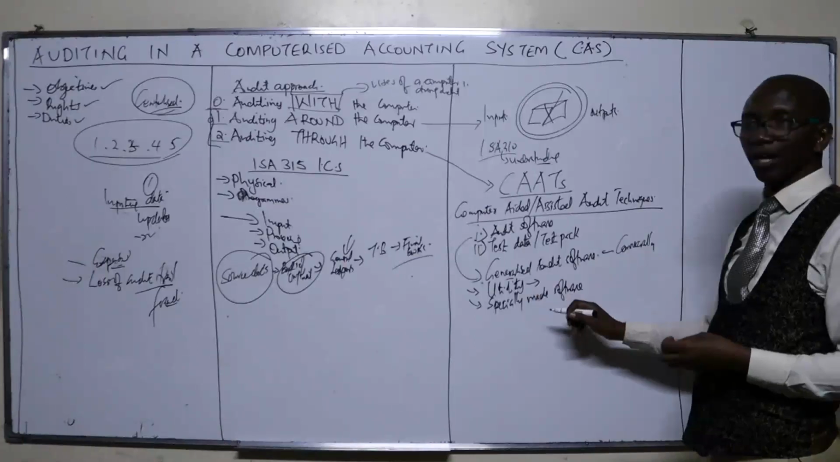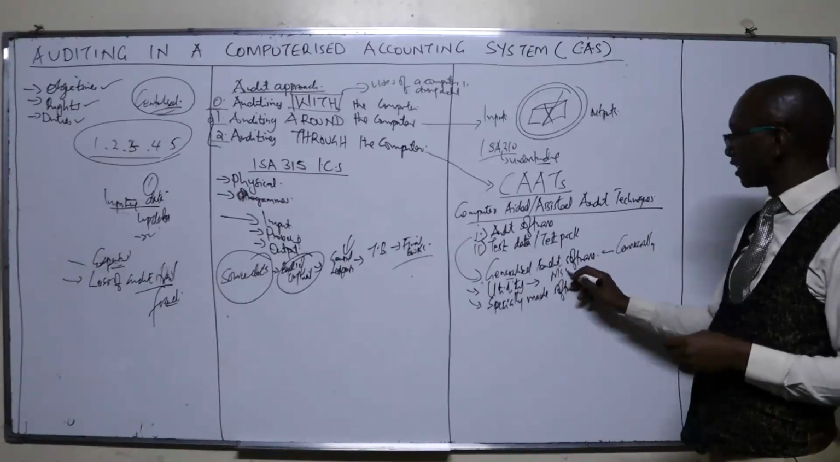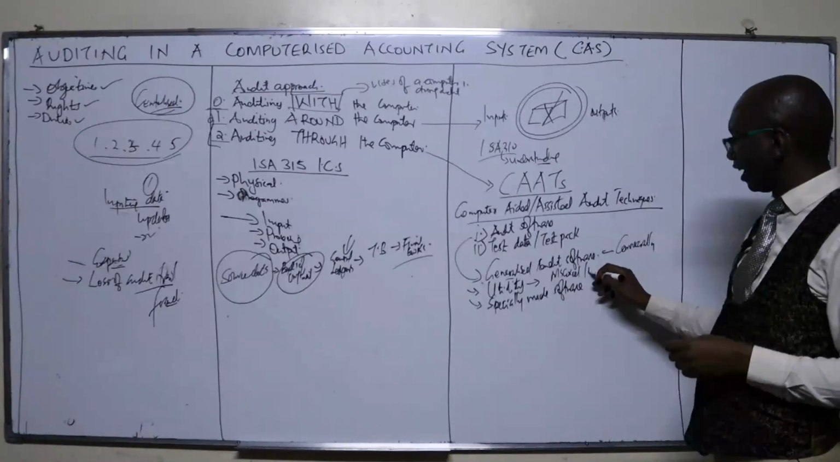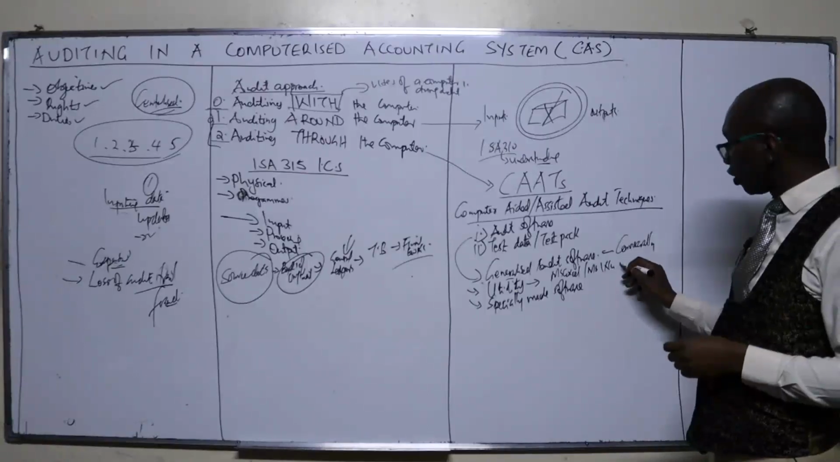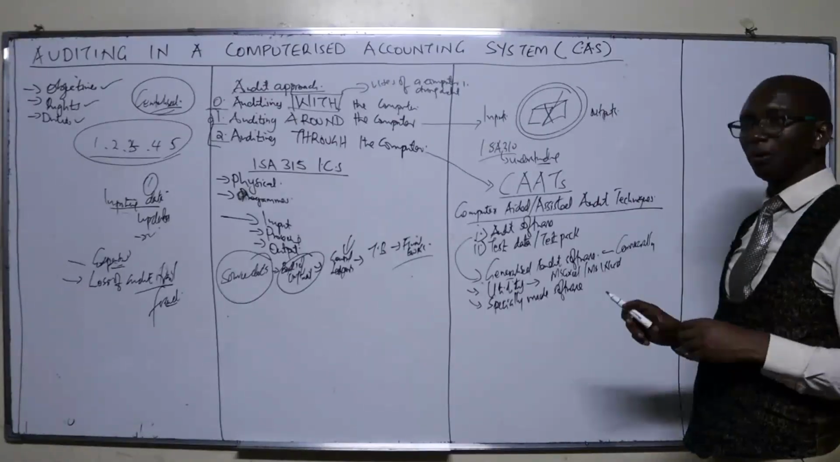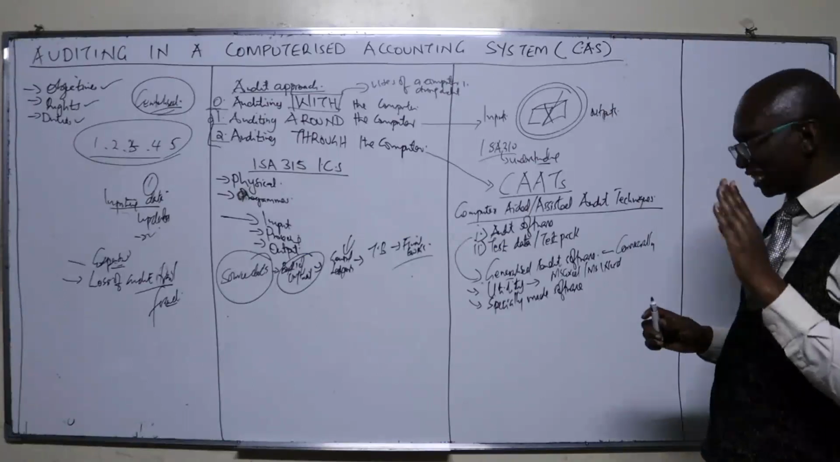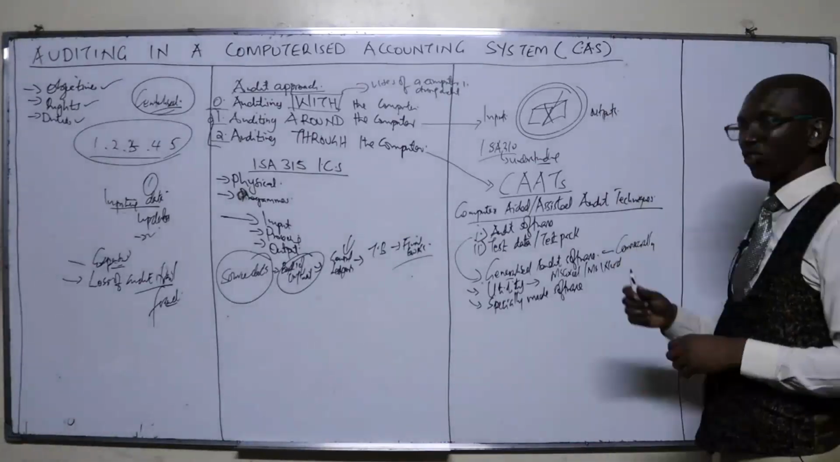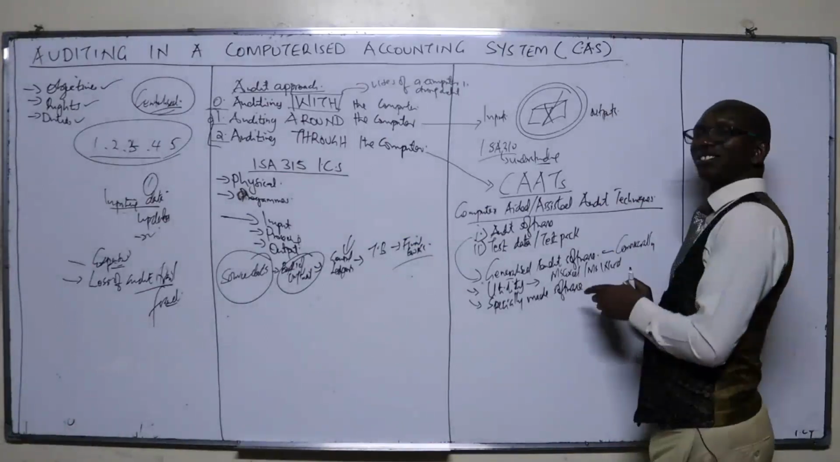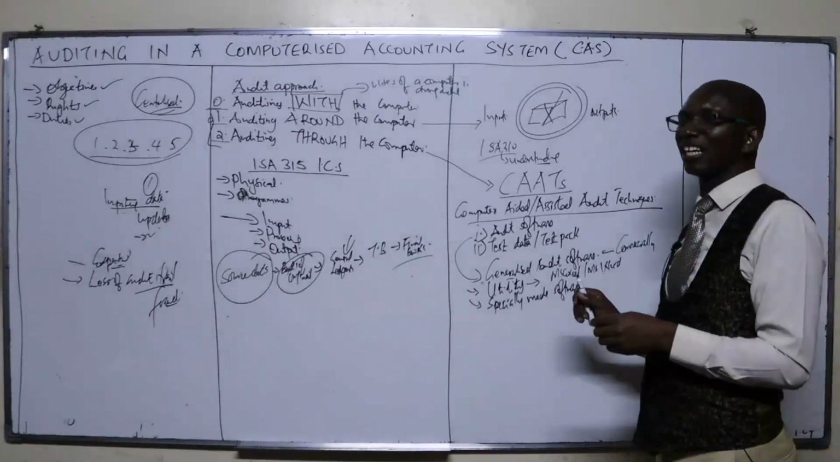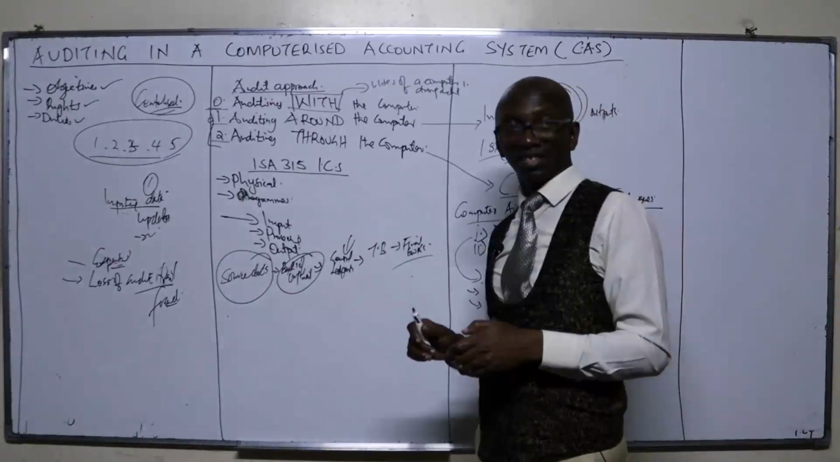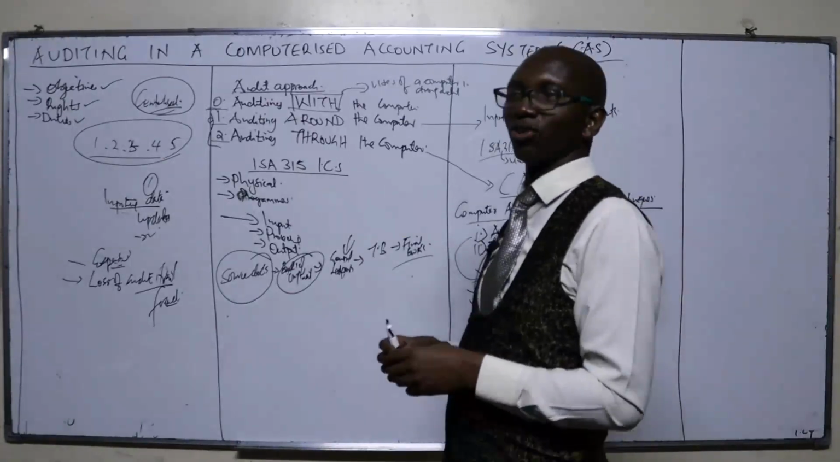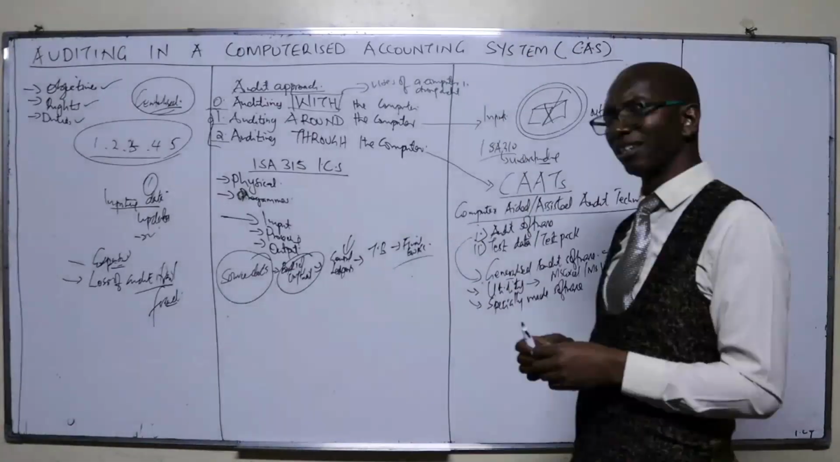Utility software, these are like MS Excel, MS Word. They are not meant for auditing, but they assist to a great extent. They are not meant for auditing, but they assist in auditing. Excel. So you hear nowadays, people are taking advanced Excel. Yes, advanced Excel is a hot cake in the market out there.